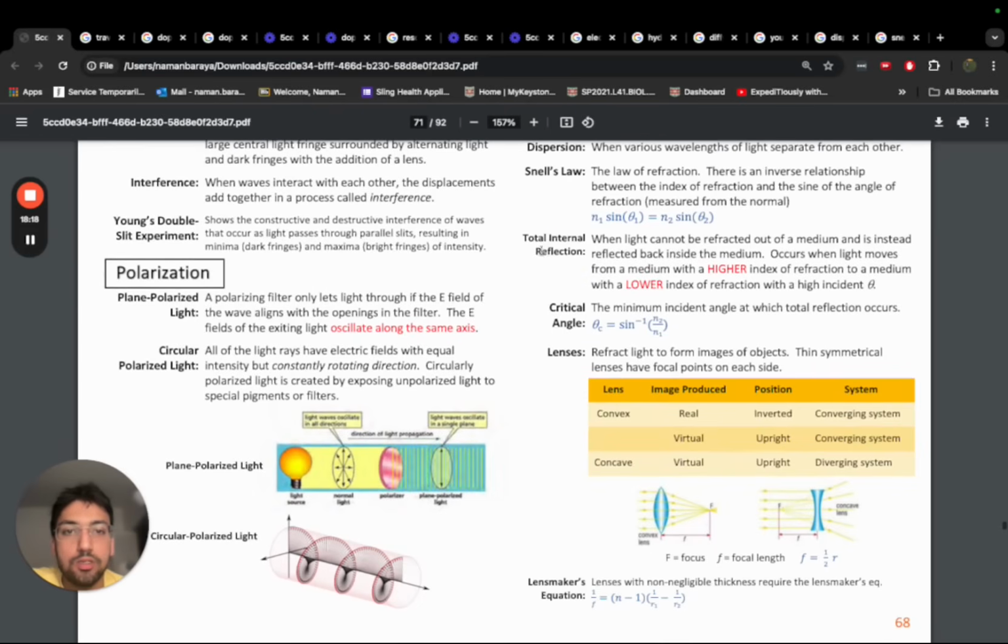Okay, the next topic is total internal reflection, and this is just the law of reflection, but this happens when light is moving from a medium of higher index to a medium of lower index with a high incident theta.